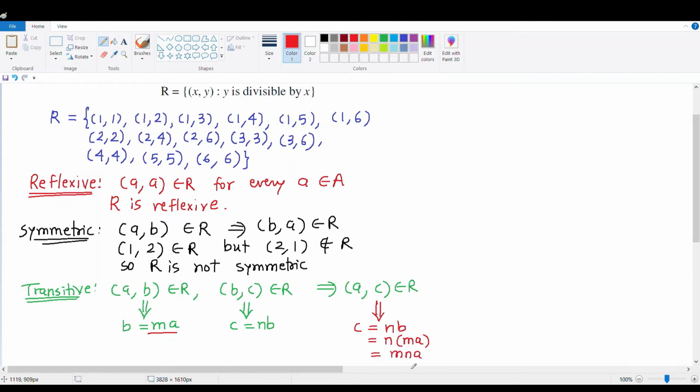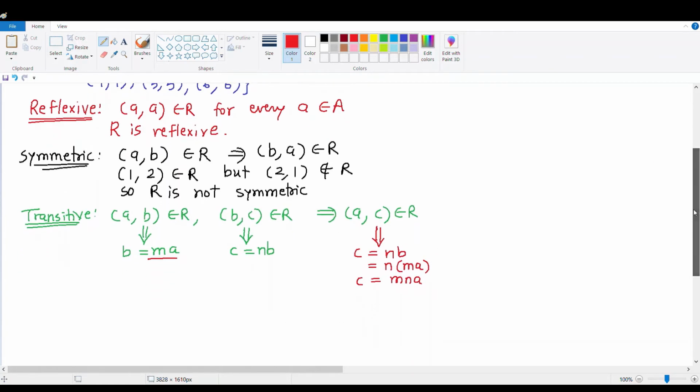So actually we got what? Yeah, c is going to be a multiple of a. Why? Because n and m are some constants, and it looks like c is equal to some number times a. So that means this implies that c is a multiple of a, and that implies that c is divisible by a. So yes, it looks like it is going to be a transitive relation after all. So we are going to say what? Yes, it is transitive. Or let me write the same way. Yes, R is a transitive relation as well.